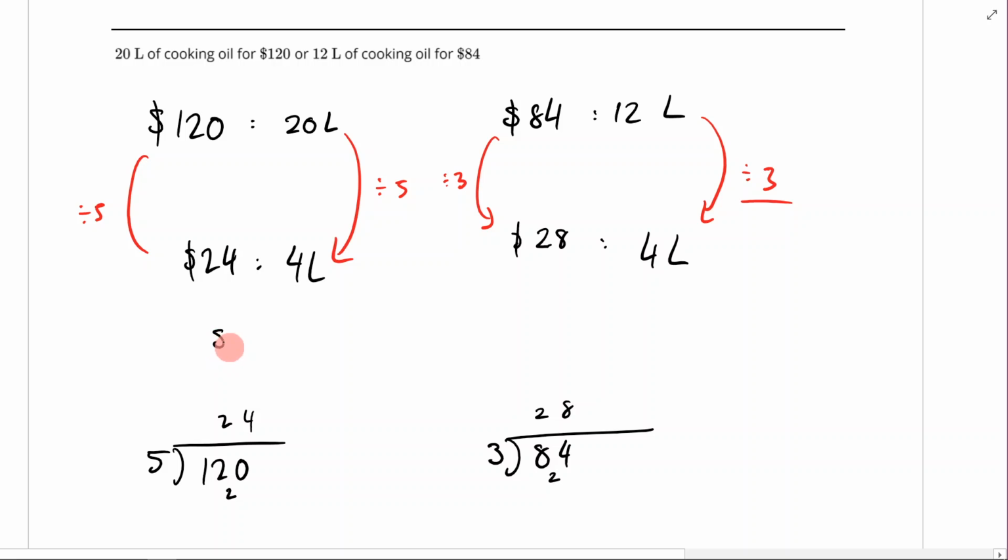So which is a better price? And I actually won't rewrite them here. What's a better price? $24 for 4 liters or $28 for 4 liters? And hopefully you can tell that 24 is a lower number. So that means that at the end of the day, if I grab my pen, this is my best buy.